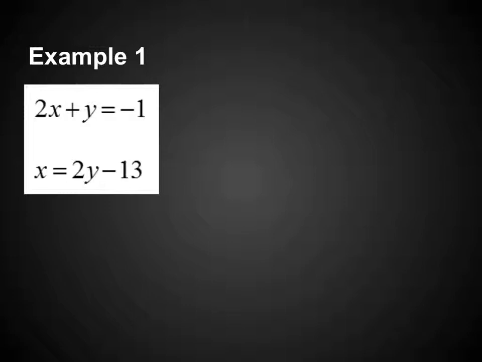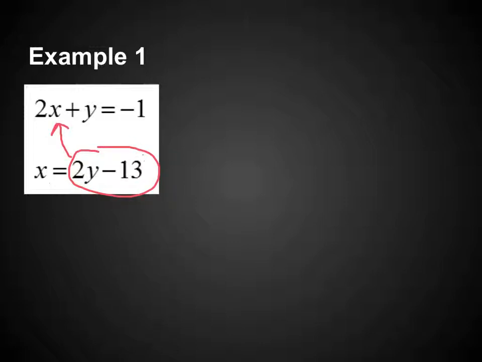In our first example, we have 2x plus y equals negative 1, and then we have x equals 2y minus 13. So for this problem, we have one equation that's in standard form and one equation that has been solved for x. Now what's going to happen is we're going to take the equation that has been solved for x and we're going to use what it's equivalent to plug in for x. So our second equation's been solved for x. We're going to take this 2y minus 13 and we're going to plug it in place of x.